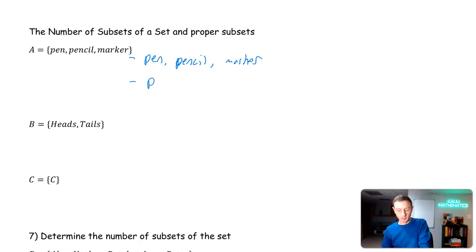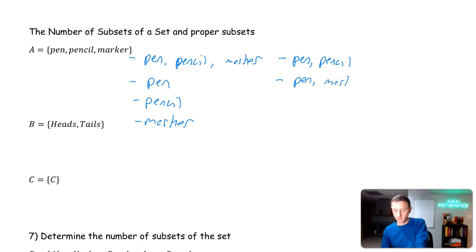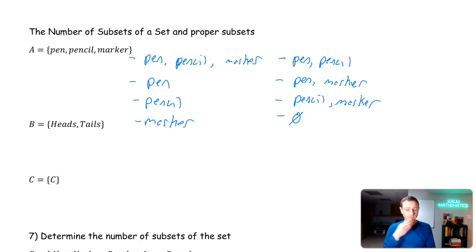That's one. We could have a pen. We could have a pencil. We could have a marker. We can have a pen and pencil. We can have a pen and marker. We could have a pencil and marker. And what am I missing? The empty set. Now I have all of them. So here are all the subsets. We have 8.